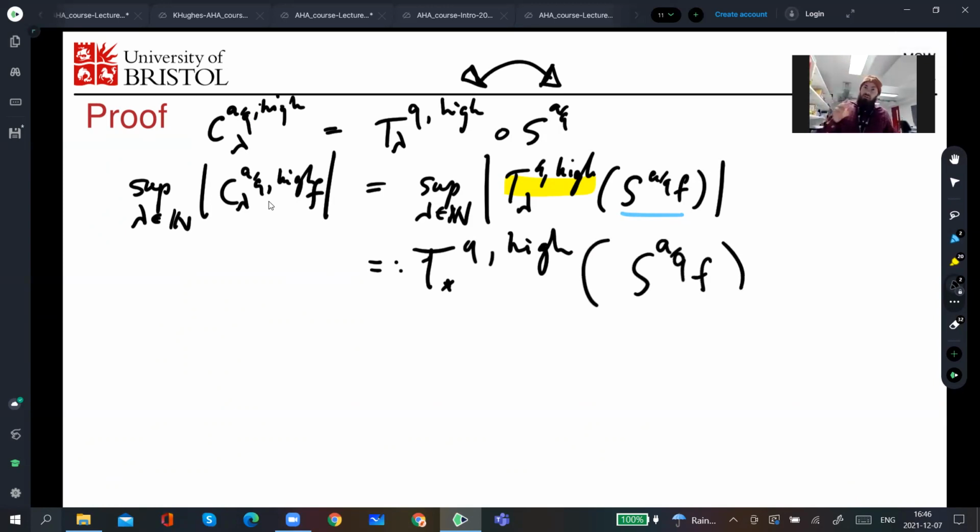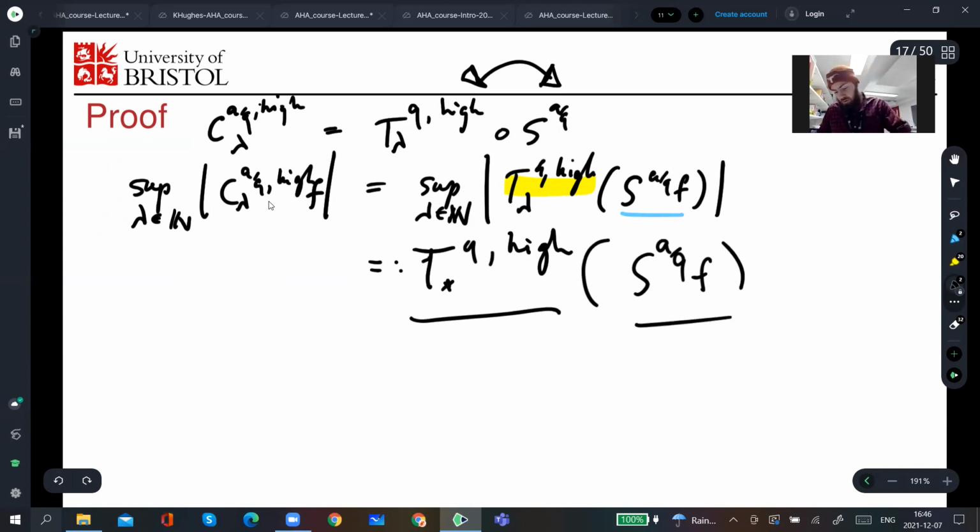What I'm going to do is I'm going to do two things now. I'm going to bound the L2 norm of this maximal function, and then the L2 norm of this function. Great. The high part is done via the transference principle, as you might guess.